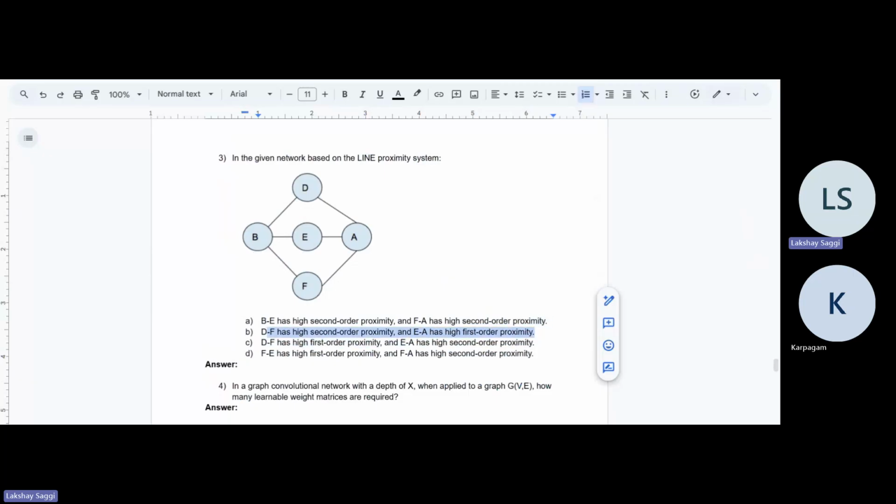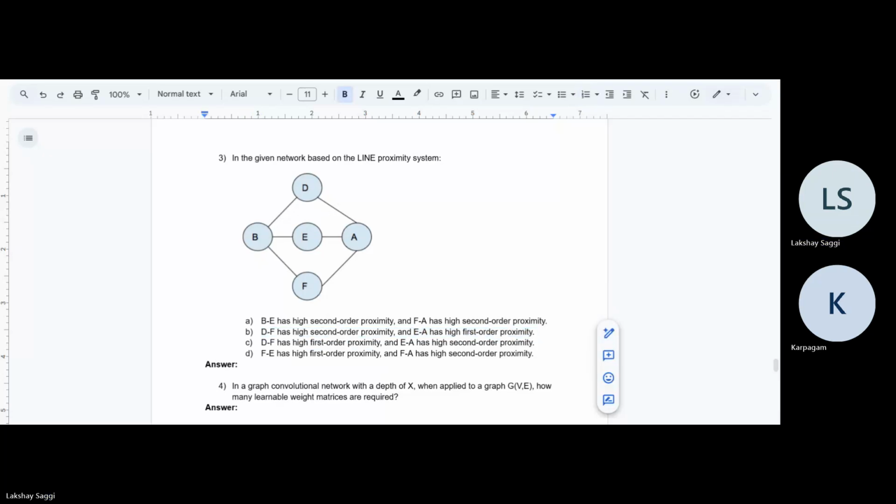Let's see option C. Option C says that DF has high first order proximity. That's incorrect because D and F are not directly connected by an edge, so this statement is definitely wrong. And the last option says that FE has high first order proximity. FE again is not directly connected by an edge, so it does not have high first order proximity. The only correct option is option B.